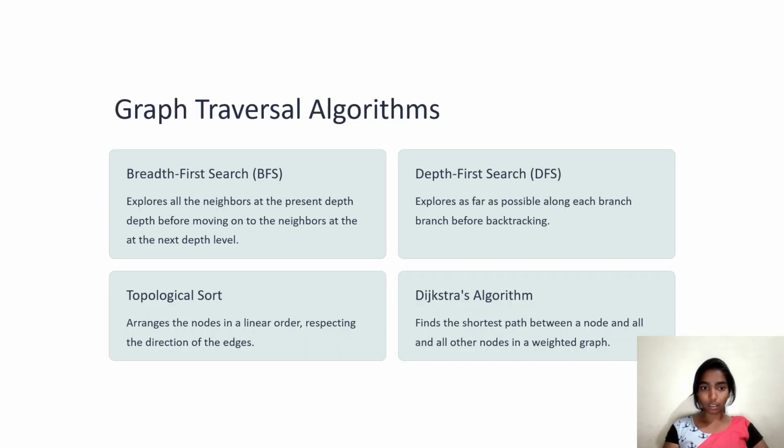Graph traversal algorithms. Breadth first search, commonly BFS, explores all the neighbors at the present depth before moving on to the neighbors at the next depth level. Depth first search (DFS) explores as far as possible along each branch before backtracking. Topological sort arranges the nodes in a linear order respecting the direction of edges. Dijkstra's algorithm finds the shortest path between a node and all other nodes in a weighted graph.